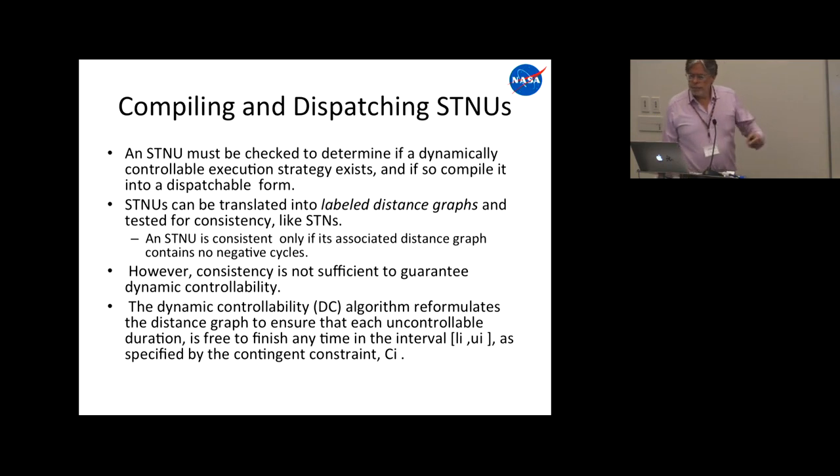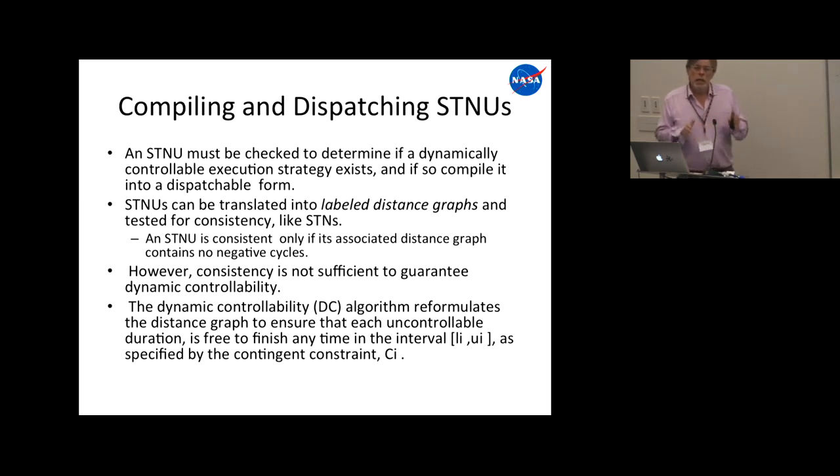An STNU is consistent only if its associated distance graph contains no negative cycles. That's pretty much the same definition as before, although the checking for that is not just straightforward all pairs shortest path. It's the same kind of idea. You're checking for cycles, but in a specific way. But consistency is not sufficient to guarantee dynamic controllability. So the dynamic controllability algorithm needs to reformulate the distance graph to ensure that each uncontrollable duration is free to finish any time in the interval as specified by the contingent constraint.